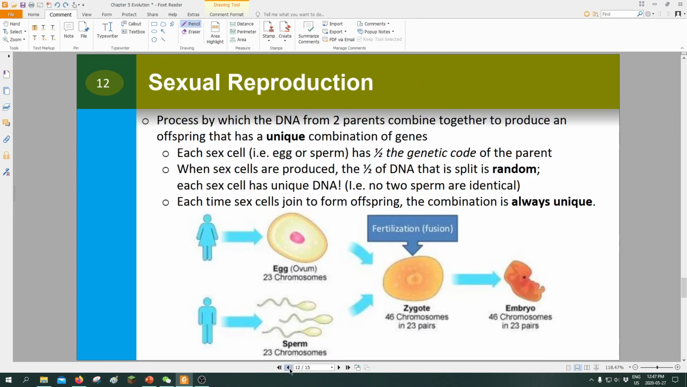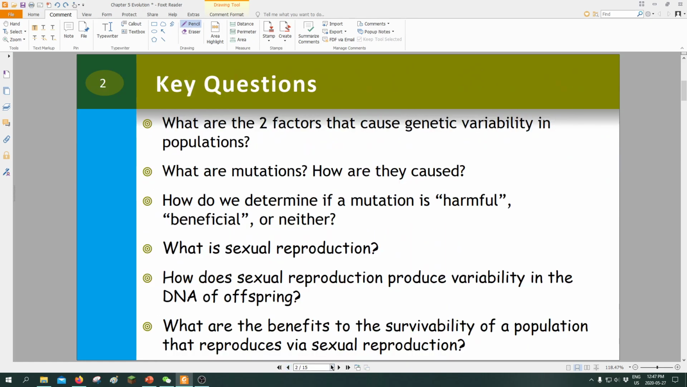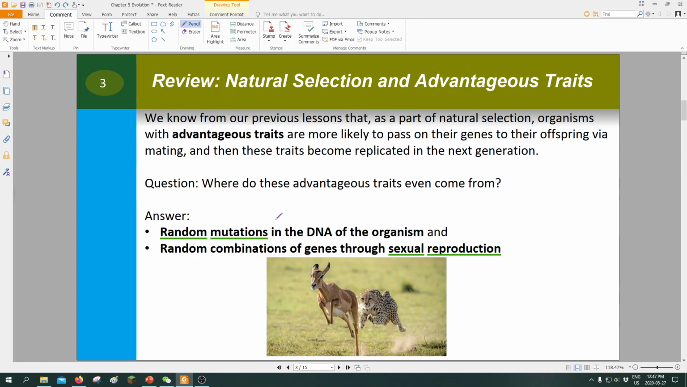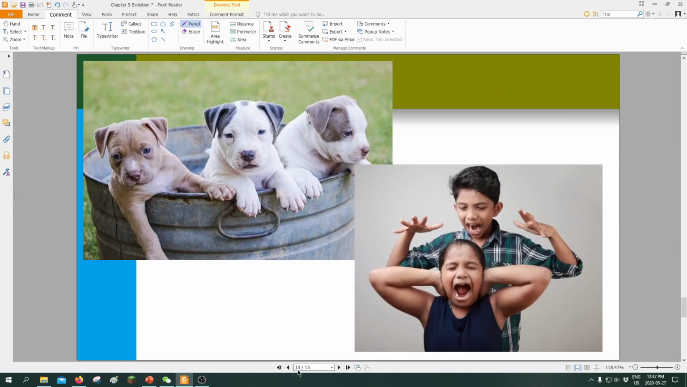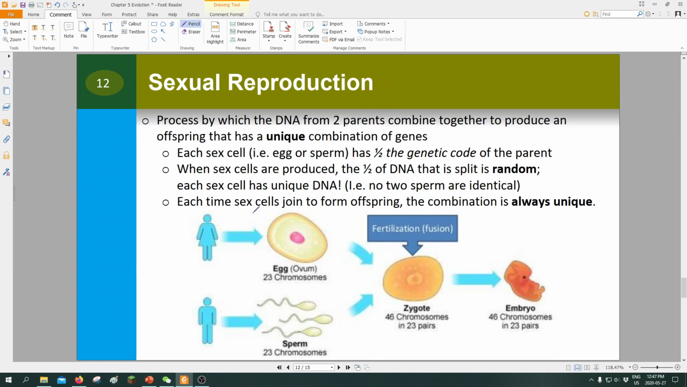All right, so that is going to be the first section, right? So mutations can cause variability in the DNA of the organism and give you different traits, okay? The second one is going to be sexual reproduction. So sexual reproduction, you're going to learn more about this in Bio 30, okay? But the specific genetic process of sexual reproduction is when you get DNA from 2 different parents. They combine together to produce an offspring that has a keyword, unique combination of genes. Where does this unique characteristic of these combination of genes come from?